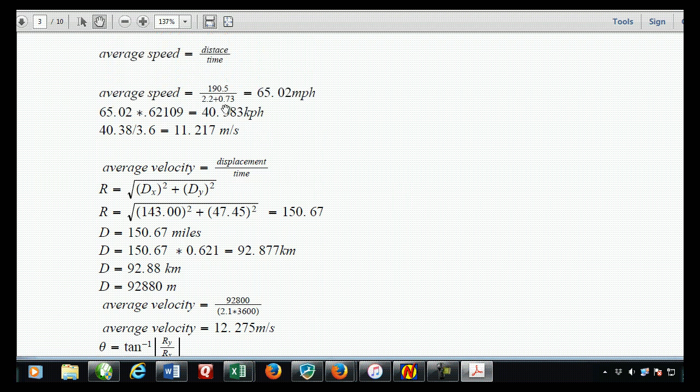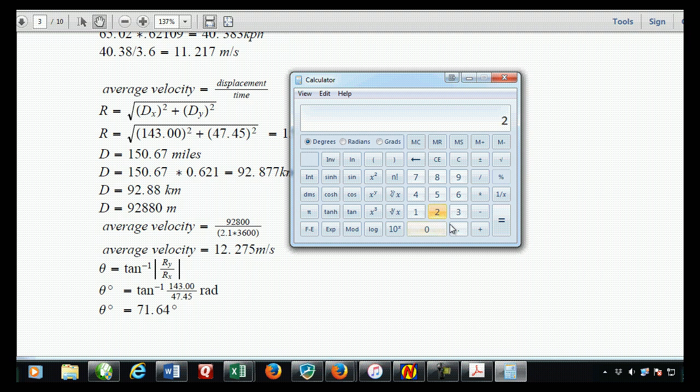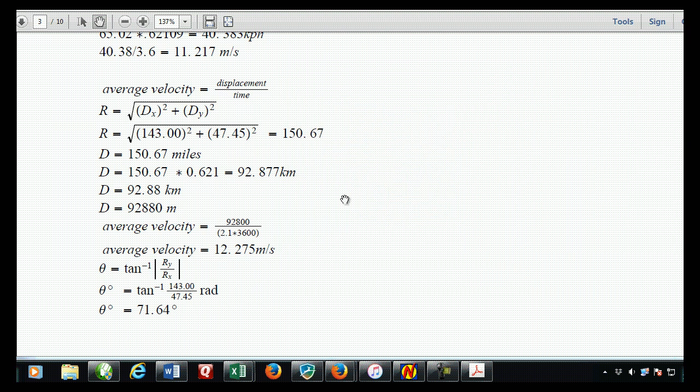Let's go back here. That's 2.93 hours. 2.93 hours times 3600. That's how many seconds we got. 10,548. 92800 divided by 10,548 gives me 8.79 meters per second. So I guess this number right here would change to 8.79 meters per second.